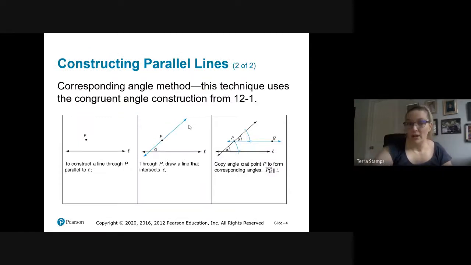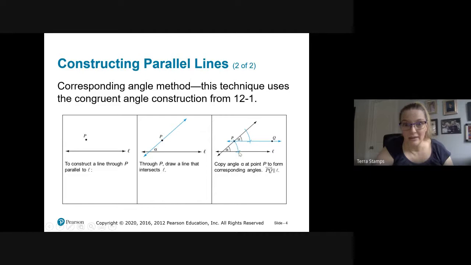Another way of constructing parallel lines is called the corresponding angle method. What this does is this uses the congruent angle construction. So you start off the same way, make a line that's going to cross L and go through P. Then we make an angle, right? We make an arc going through P. Then we move the tip up to point P, make the same arc. We go back down, we measure the width right there between P and that arc.